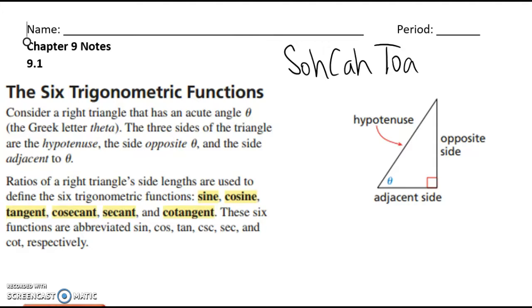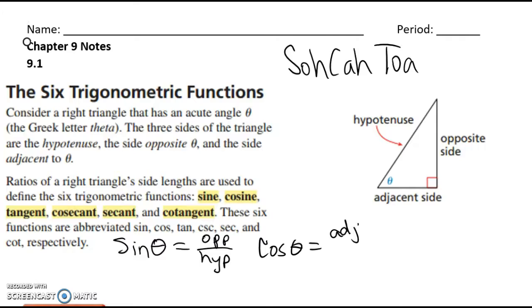Now you're probably familiar with SOHCAHTOA, and you probably realize that what that stands for is sine is the ratio of the opposite side divided by the hypotenuse. Cosine is the ratio of the adjacent side over the hypotenuse. And tangent is the ratio of the opposite over the adjacent.